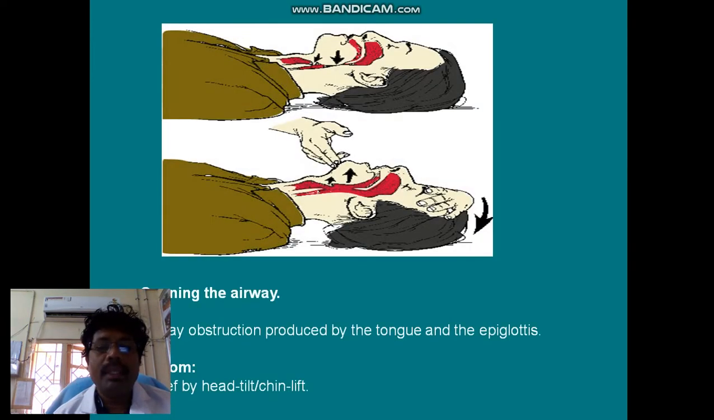Then you can understand by seeing this photograph. The first picture shows there is an obstruction in the nasopharynx by the tongue. Then the second picture shows the head tilt and chin lift. By doing this procedure for the victim, the tongue fall back will automatically be relieved, and the airway will be very clear to take a breath.